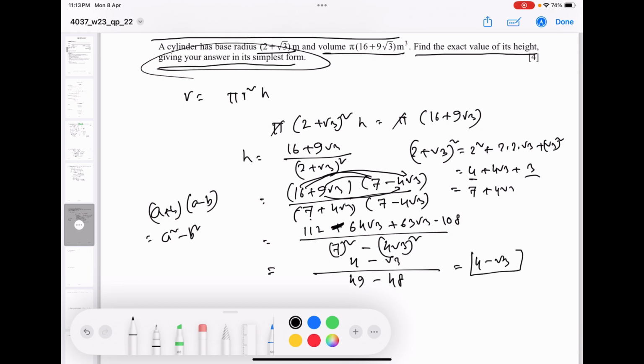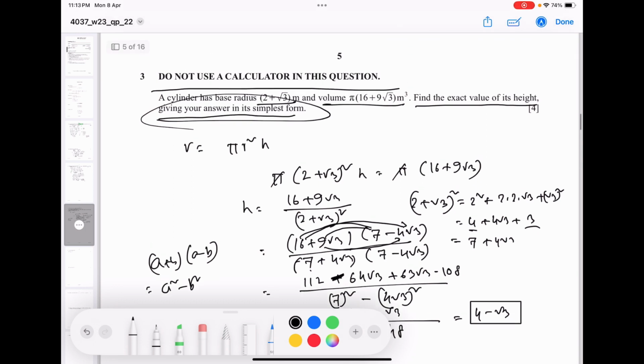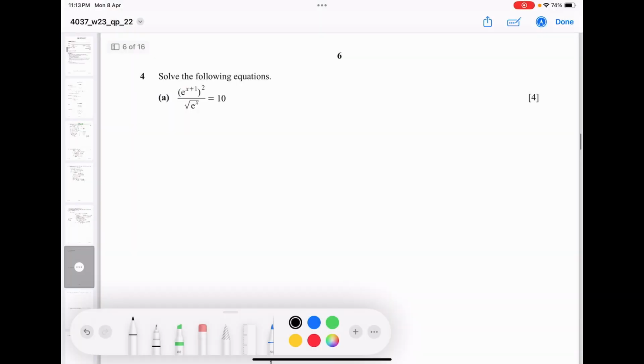So this is the simplified answer, I mean 4 minus root 3. So this is the answer for question number 3. Question 4, solve the following equations. Okay, this is easier. I think if you try, you can solve it easily. This is 4 marks.